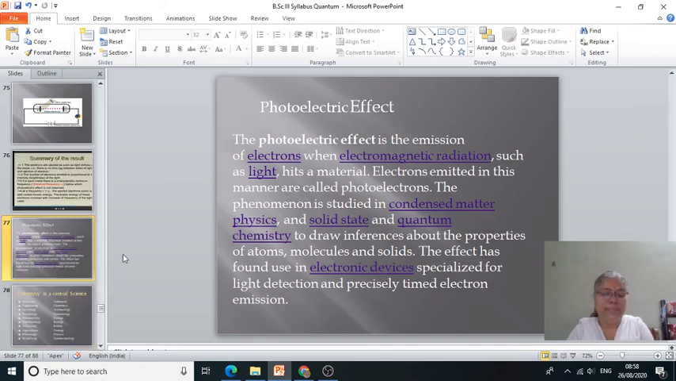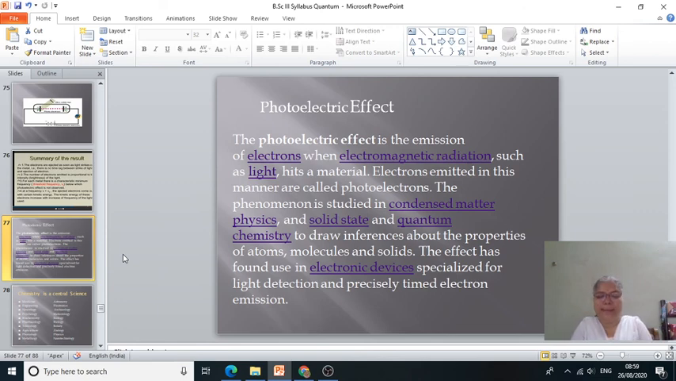Then we will see the characteristics of the photoelectric effect. The first characteristic: photoelectrons are emitted only when the frequency of incident light exceeds a minimum frequency, that is the threshold frequency. If the frequency is less than the threshold frequency, no ejection of electrons takes place. This is the first characteristic.